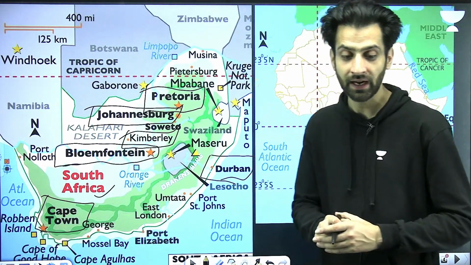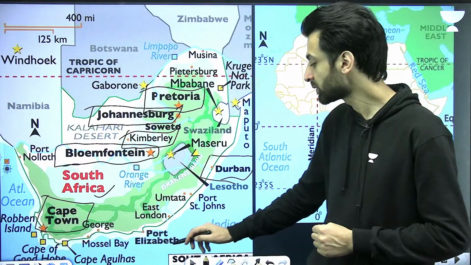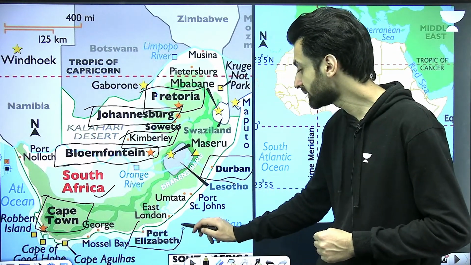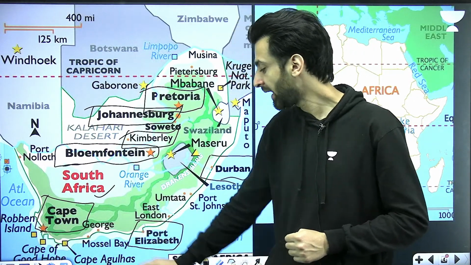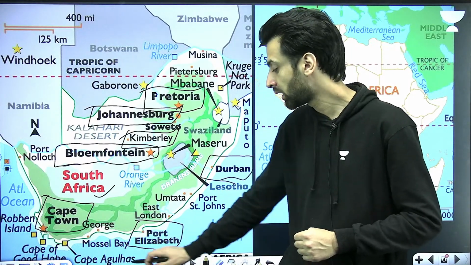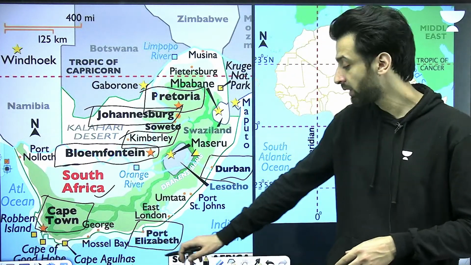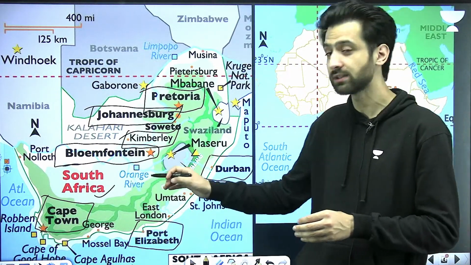Clear? After that, we have some other ports as well: Port Elizabeth, Cape of Good Hope, and Cape Agulhas. Okay, Cape Agulhas is the southernmost point of the African continent. Is it clear? So these are some of the points that are there in South Africa.